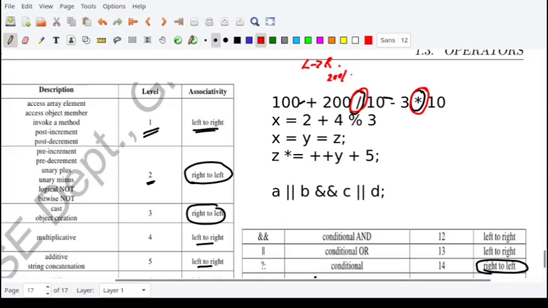What is 200 by 10? That is 20. Okay, then you have minus. Then the next expression to be evaluated is 3 star 10. What is 3 star 10? 30. Okay. So now I have this expression: 100 plus 20 minus 30. Okay. So how will we evaluate this?